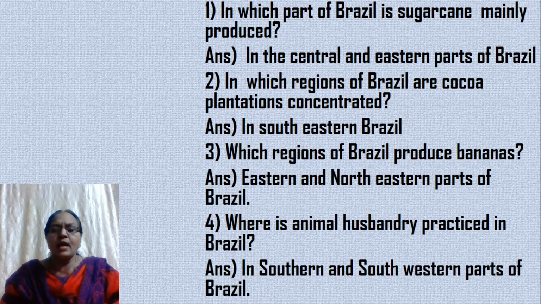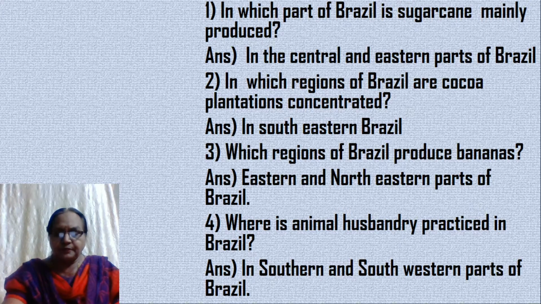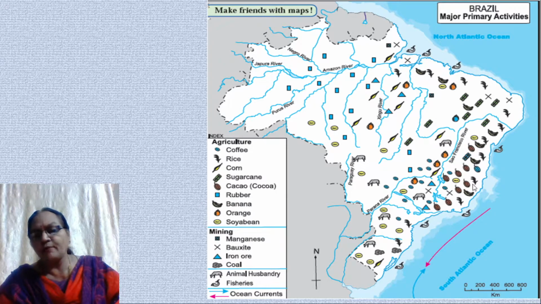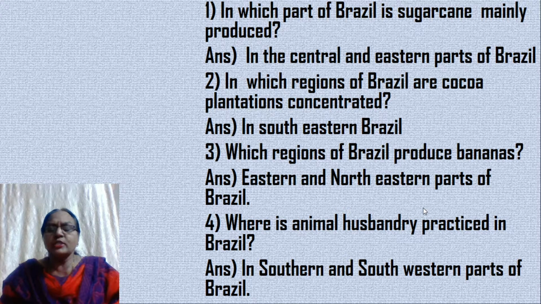Now, we have cocoa plantations along the eastern and the southern part of Brazil. Third, which regions of Brazil produce bananas? So look for the symbol of banana. So we have bananas here. So again, along the eastern part. So which regions of Brazil produce bananas? We have the eastern as well as northeastern part of Brazil.